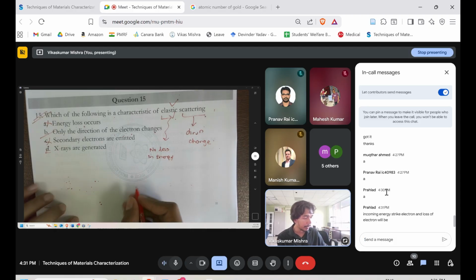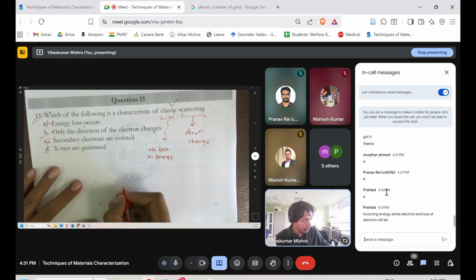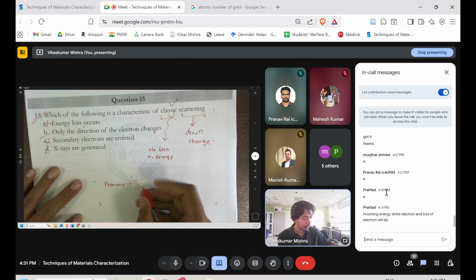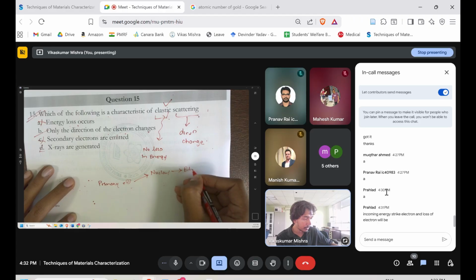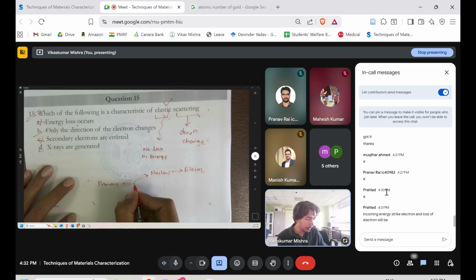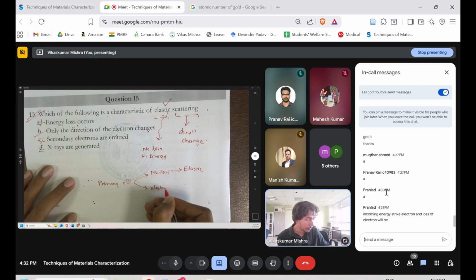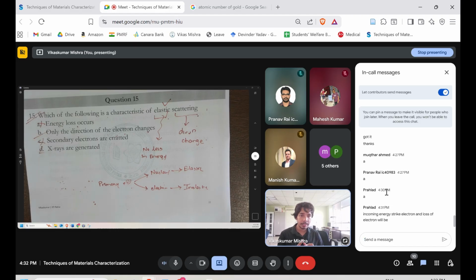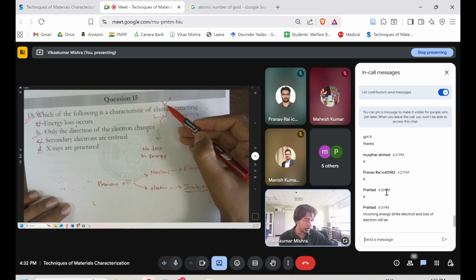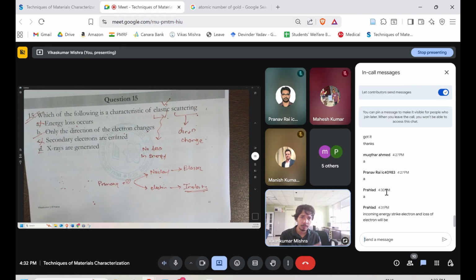So what is happening is that if the incoming primary electron is interacting with the nucleus, it will generate elastic scattering. There won't be a change in the energy. While if it is interacting with the electron, then it will be considered as inelastic scattering. The scattering is of two types. So Prahlad is saying that incoming electrons strike electrons and loss of energy will be there. That is known as inelastic scattering. Right now, our concern is about elastic scattering. So in elastic scattering, there won't be loss of energy. Okay, great.